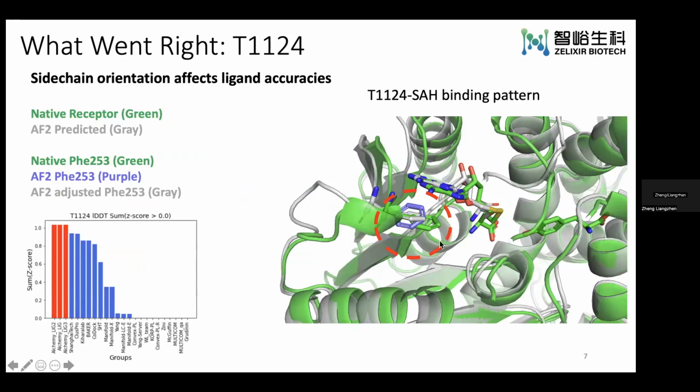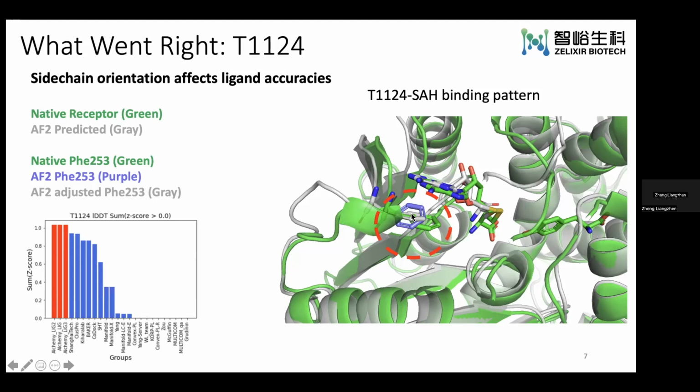The green color shows the native side chain, but AF2 predicts it in the purple color. You can see they are not in the same horizontal surface. They are not in parallel. So we manually rotate the side chain of the aromatic ring to the gray color before we load the final structure. I mean, before we load the native structure, we think this purple ring may not be good enough. So we manually rotate this side chain to make it somehow more reasonable.